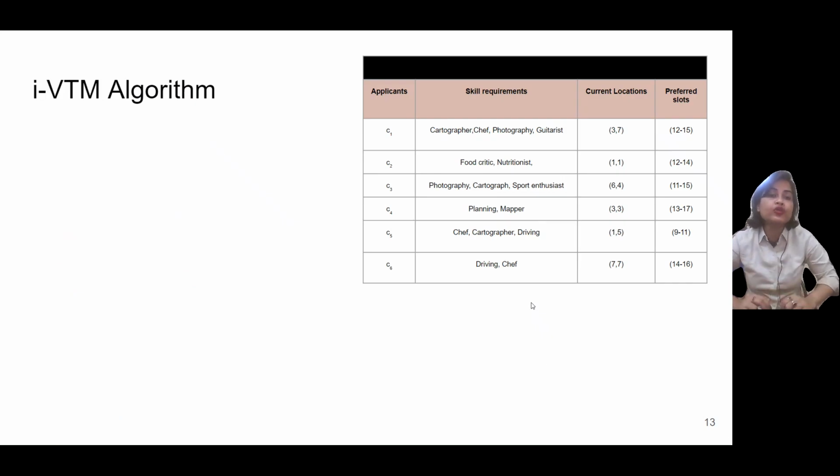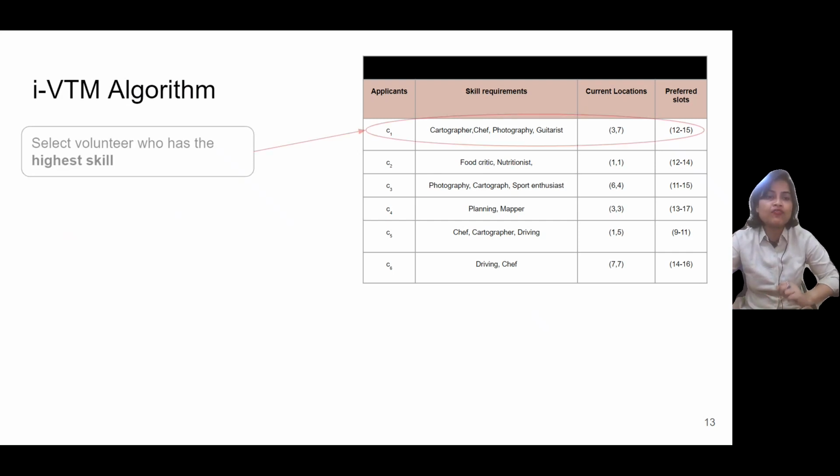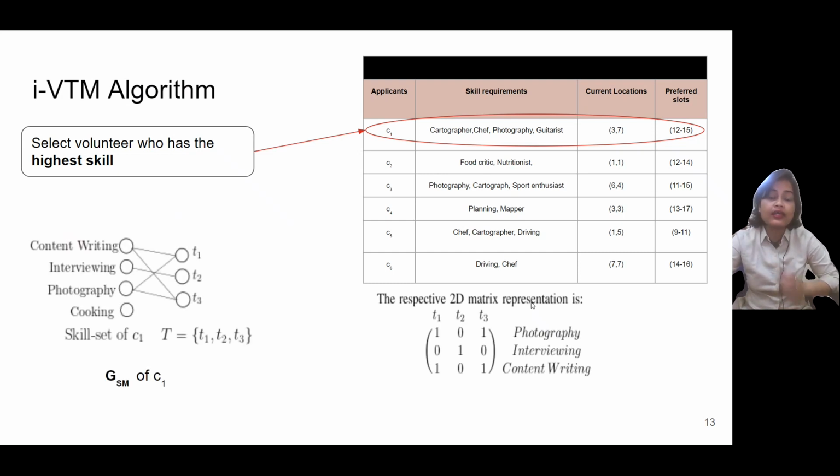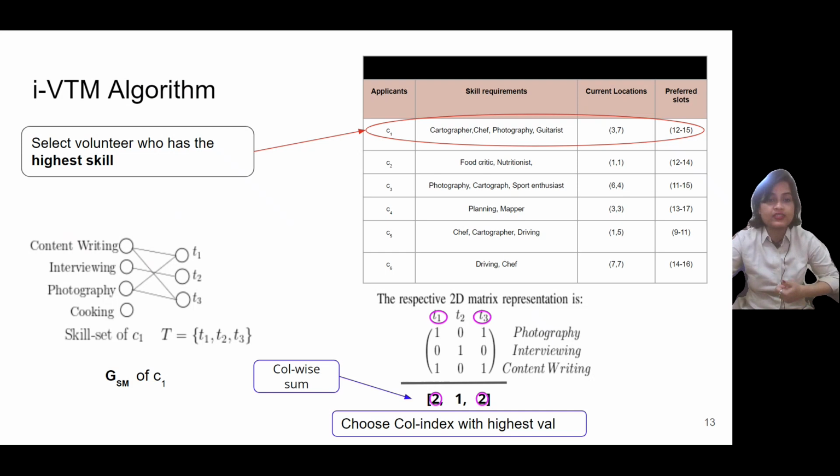Let's do a quick walk through the workings of the i-VTM algorithm. Among all the available volunteers, the one with the highest skill set is selected. Here the volunteer is C1. A GSM of C1 is also generated. Then we calculate the column-wise sum of the GSM matrix and choose the column index with the highest value. For example, they are T1 and T3. Thus, at this stage, both task T1 and T3 are recommended for C1.